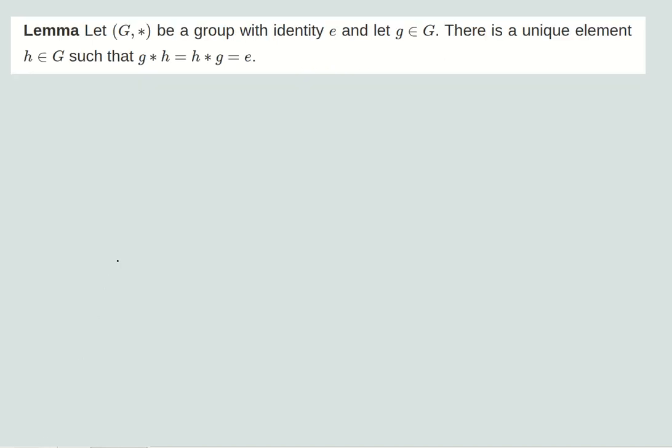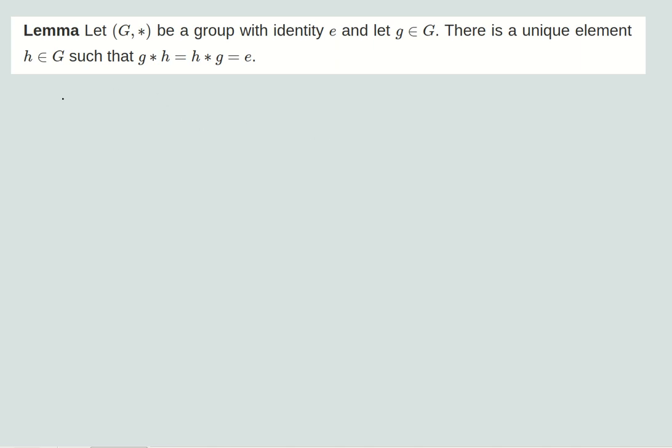So here we go. Here is the lemma we're going to prove. It says that if you've got a group (G, star), and the identity element in that group is lowercase e, and lowercase g is an element of this group, then there is a unique element h in G with the property that g star h and h star g are both equal to the identity element e. Well, we know that at least one such h exists because that's what the inverses axiom said. So what we have to show is that there is only one such element.